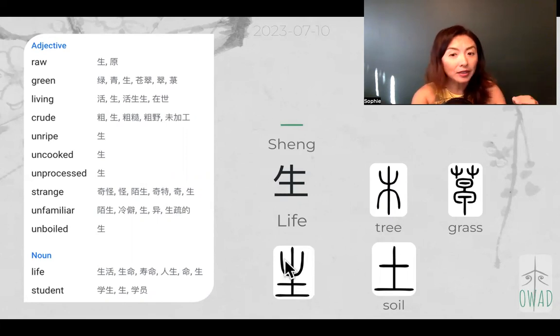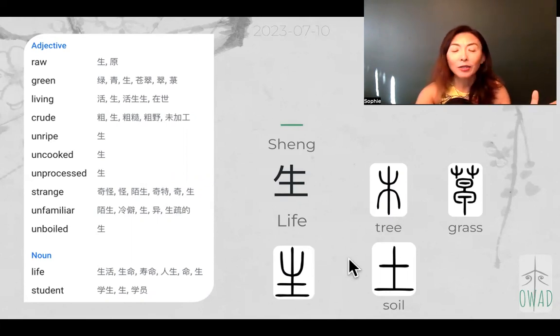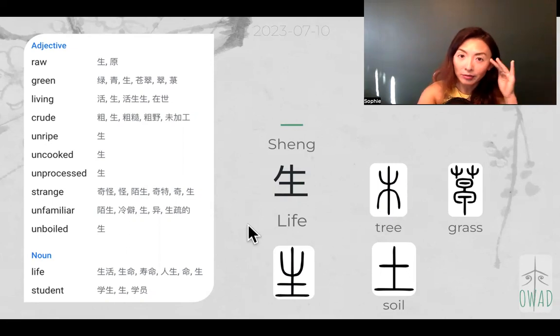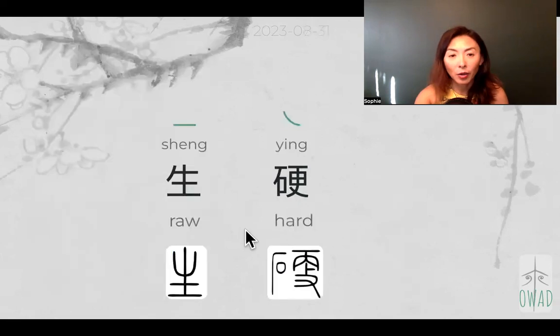And from life, this simple concept, it can extend into meaning like unripe. It means it's still rooted in there. It's not ready for pick. It's not finishing its growing cycle yet, right? So things like that can be further derived or extended. So today we are going to pair with ying.